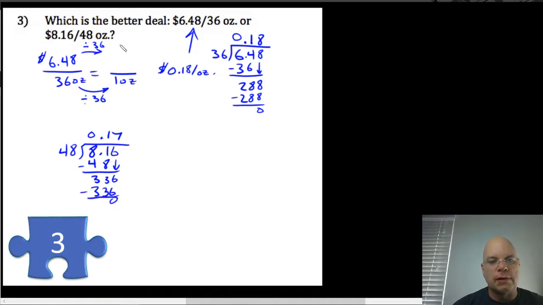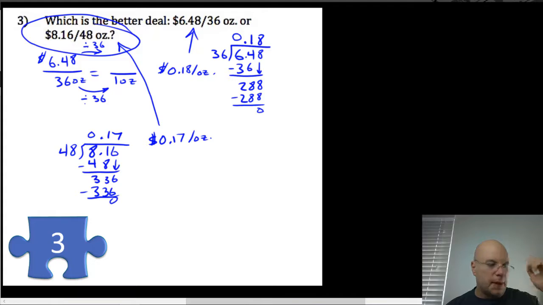Okay, so this one is 17 cents per ounce, or 17 hundredths of a dollar per ounce. So that's the better deal, the larger package.